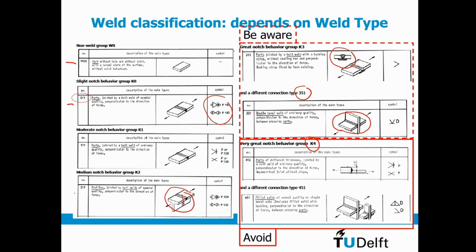Yeah, so the message here is avoid these high notch classes, or the lower fat classes. And so avoid big stress from thick to thin plates, and if you have these crossing things, avoid fillet welds if you have locations where stress needs to go from one side to the other through a detail like this.